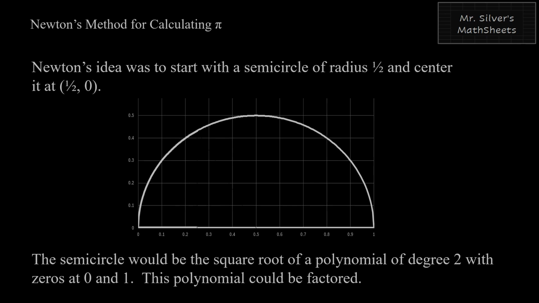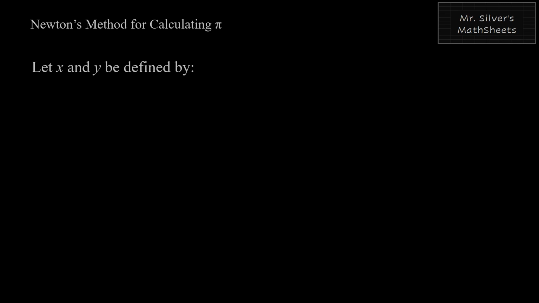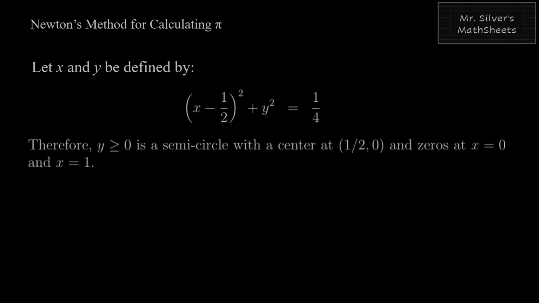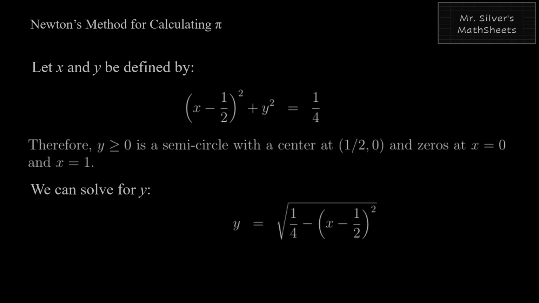So let's see how to derive the polynomial. We'll start with a circle of radius 1/2 centered at (1/2, 0), and then we're going to solve for y, and it will factor nicely into the square root of x times the square root of 1 minus x.